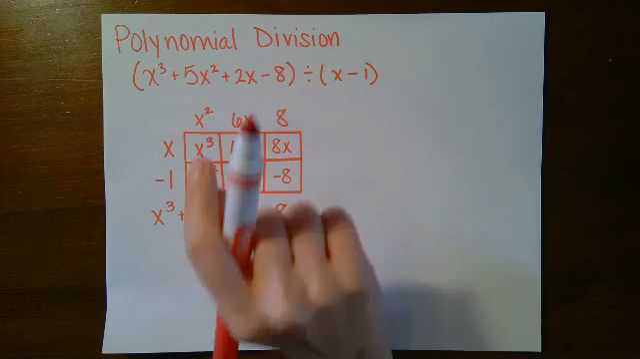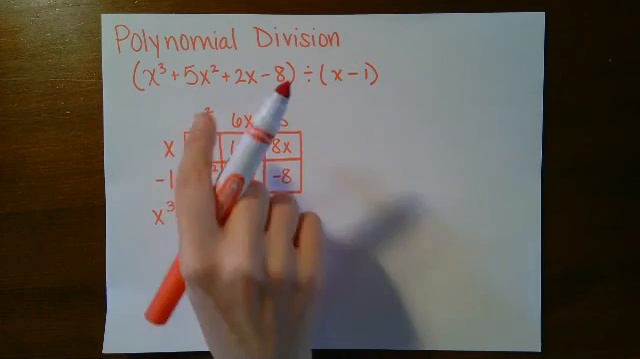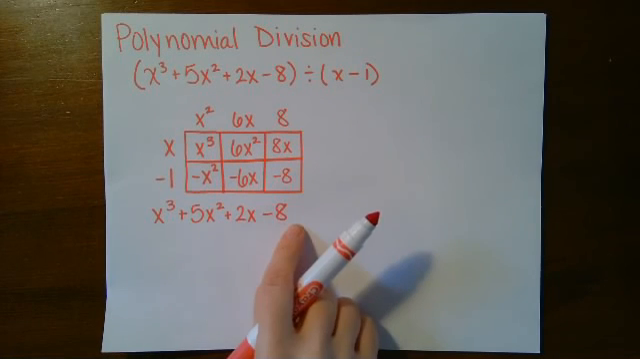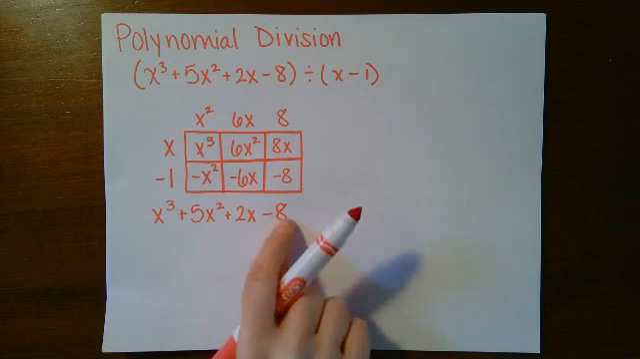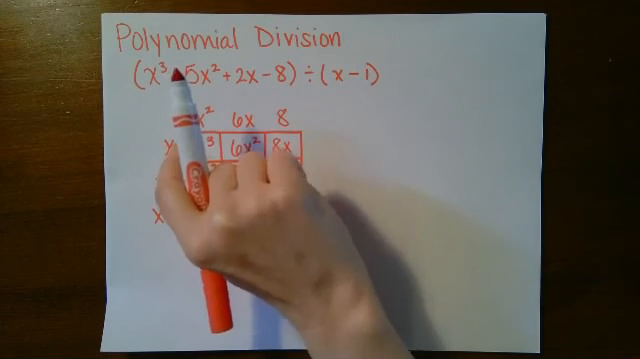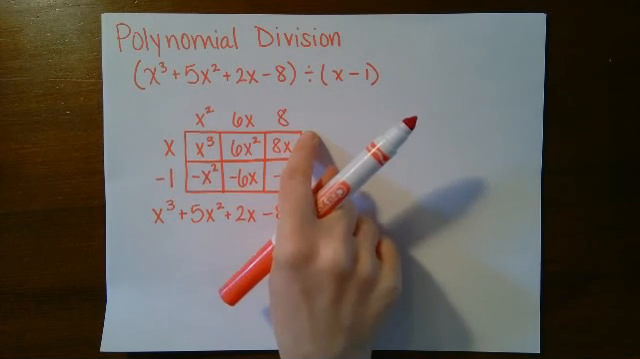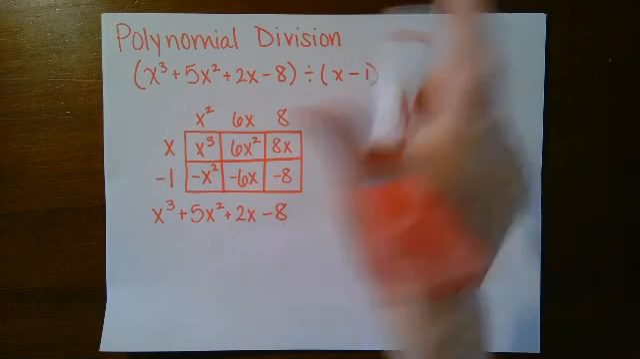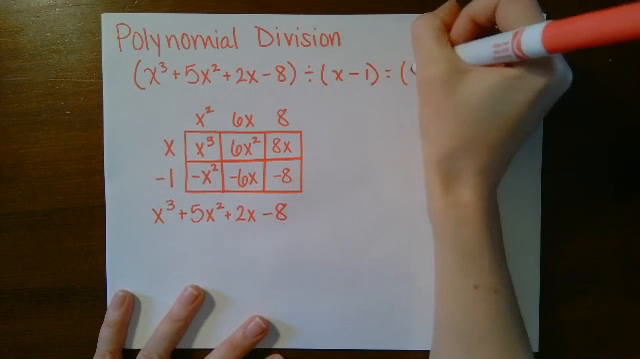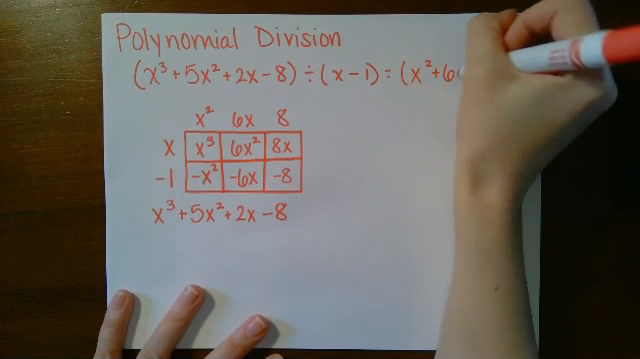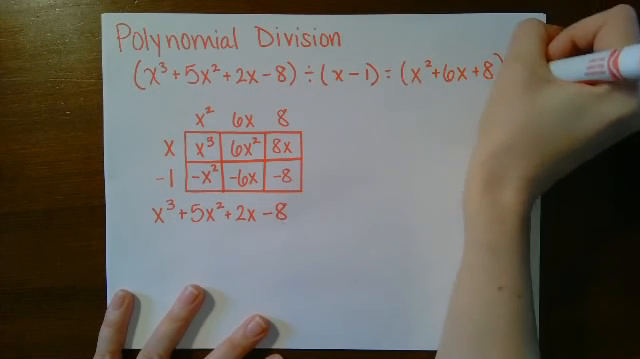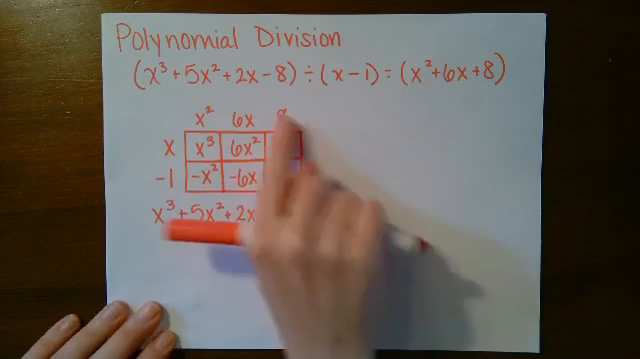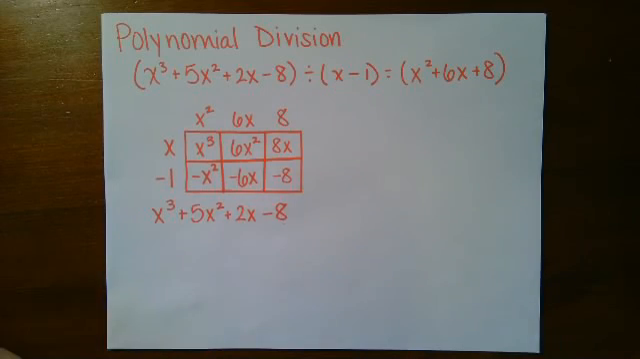So now we know that x minus 1 times x squared plus 6x plus 8 gives us this product right here, which means that this product right here divided by this factor right here would give us this quotient here. So x cubed plus 5x squared plus 2x minus 8 divided by x minus 1 equals x squared plus 6x plus 8. And now we have divided these two polynomials using the area model.